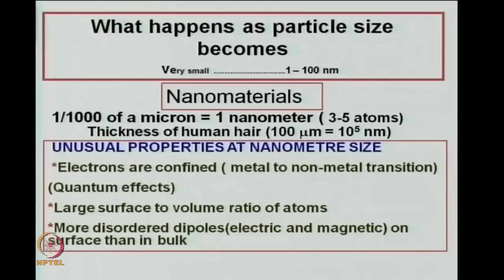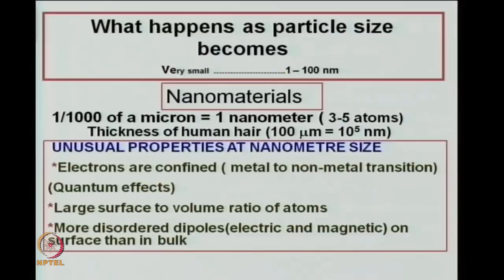And as defined, 1 nanometer is 1/1000 of a micron or a micrometer, and typically in 1 nanometer you may have 3 to 5 atoms. To give you another idea of this size of nanometer, if you take a human hair and measure the thickness of the human hair, that is the diameter of the hair, then the diameter of a human hair is of the order of 100 micrometers, which means 1 lakh nanometer, 10 to the power 5 nanometers. So, you can understand that a human hair is very large compared to the dimensions that we are talking about, which is 1 to 100 nanometers.